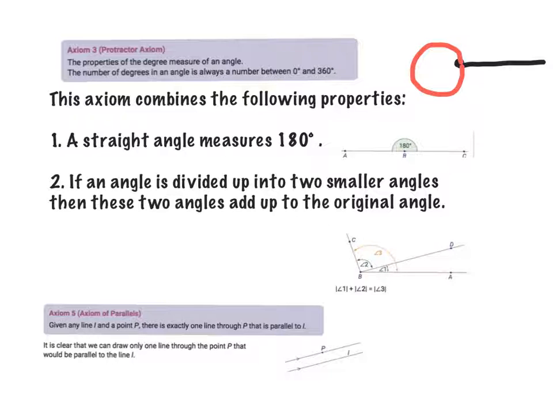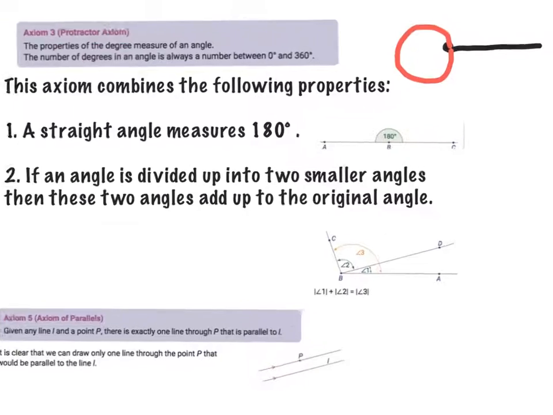So this axiom 3, it combines the following properties. Firstly, it reminds us that a straight angle measures 180, okay? So straight angle, straight line like this, it has 180 degrees, okay? Then the second point is, if an angle is divided up into 2 smaller angles, then these 2 angles add up to the original angle, okay?